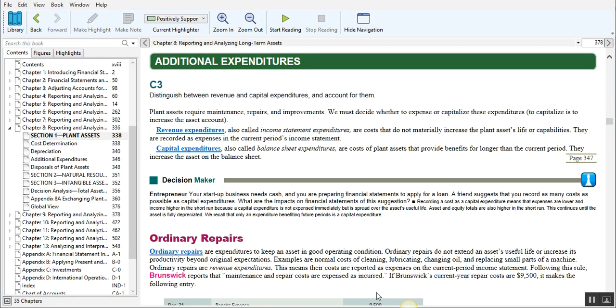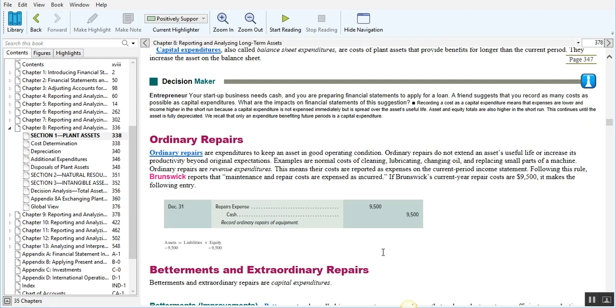Now, it is possible that you'll have some additional expenditures for assets. These will be either in the revenue side or on the capital side. If they're revenue, they're going to the income statement. If they're capital, they're going to the balance sheet. Ordinary repairs, where you put a piece on a machine in order for it to continue working in its normal way, and you basically put a repair into it so that it works the way it originally did. You're actually using just a maintenance and repair expense.